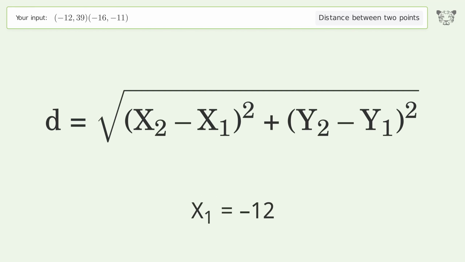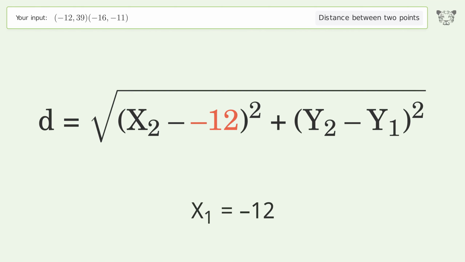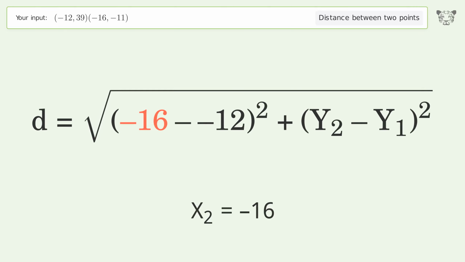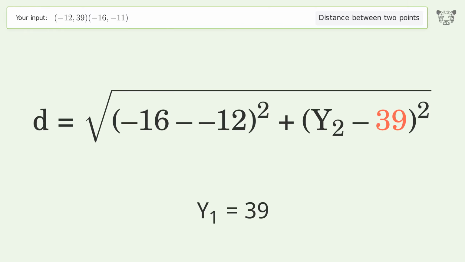x1 equals -12. x2 equals -16. y1 equals 39. y2 equals -11.